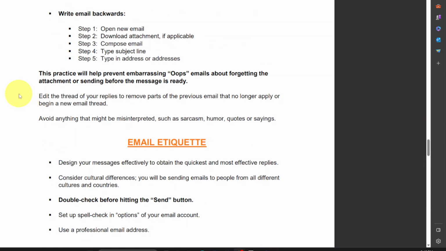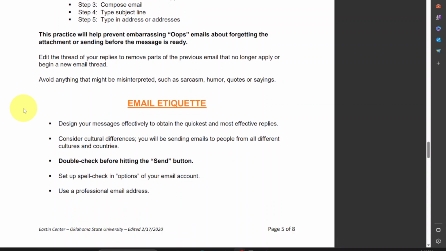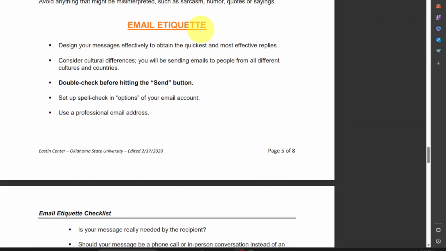Edit the thread of your replies to remove parts of the previous email that no longer apply, or begin a new email thread. Avoid anything that might be misinterpreted, such as sarcasm, humor, quotes, or sayings. Email etiquette. Design your messages effectively to obtain the quickest and the most effective replies. Consider cultural differences. You will be sending emails to people from all different cultures and countries.